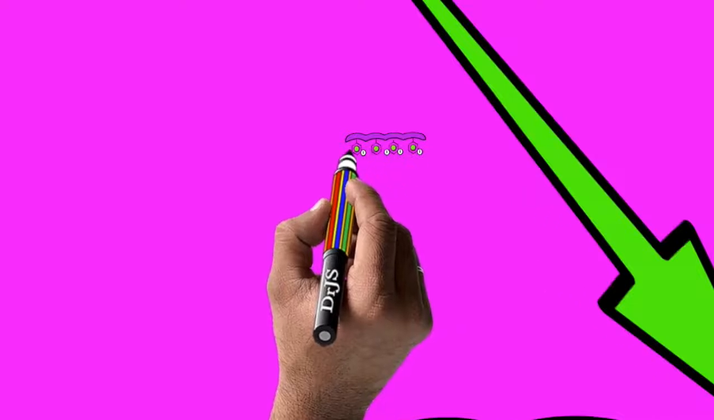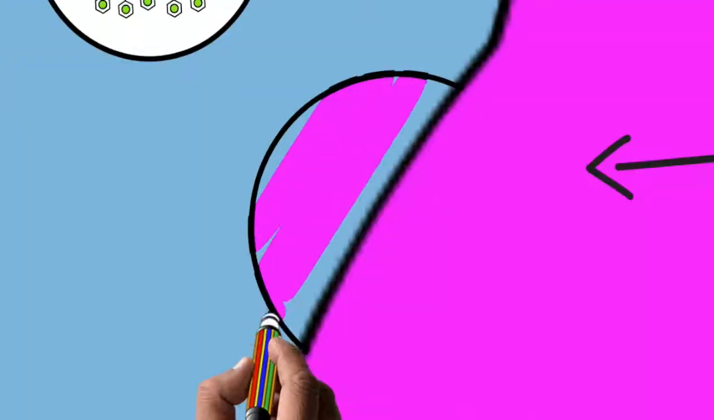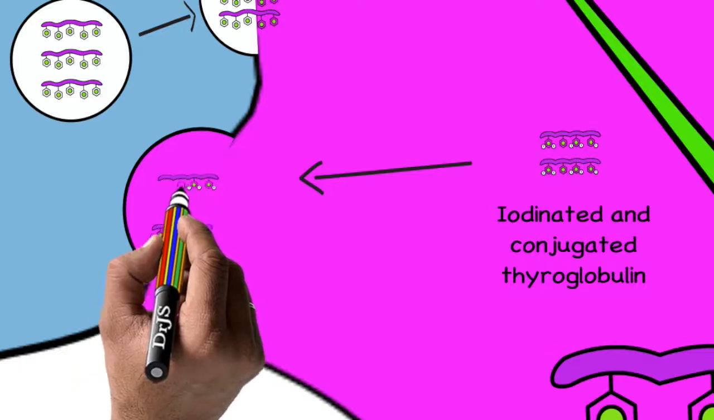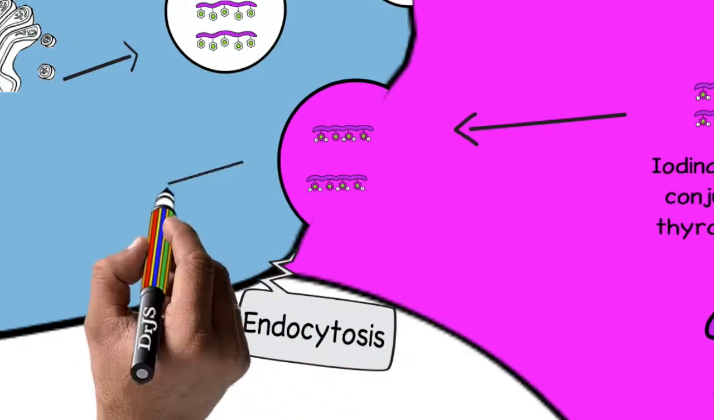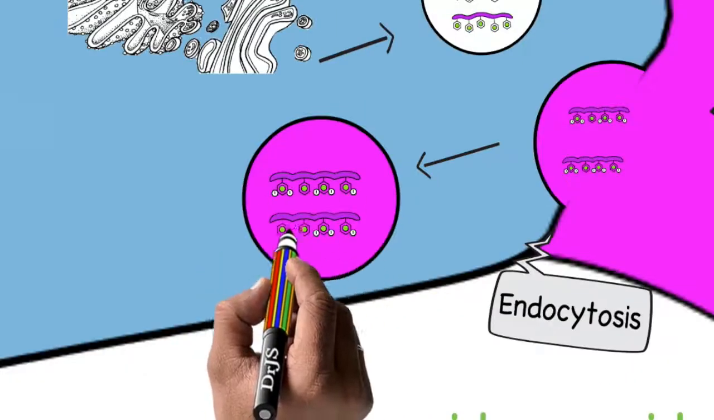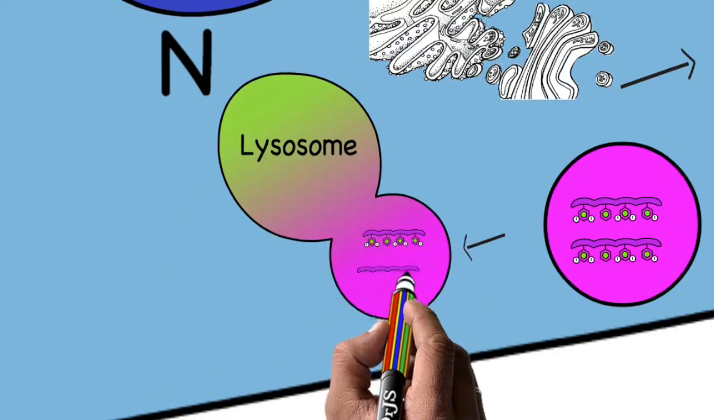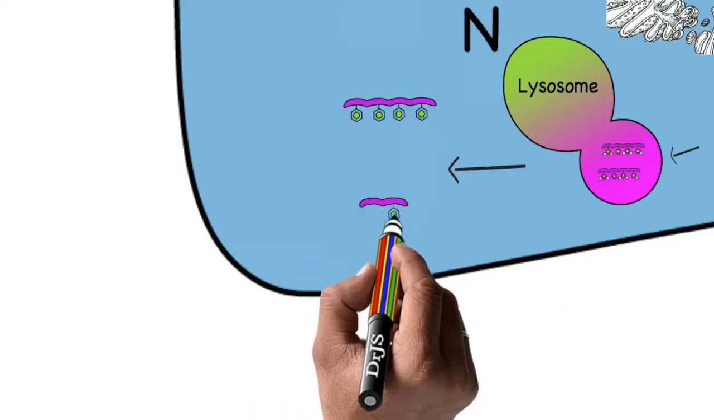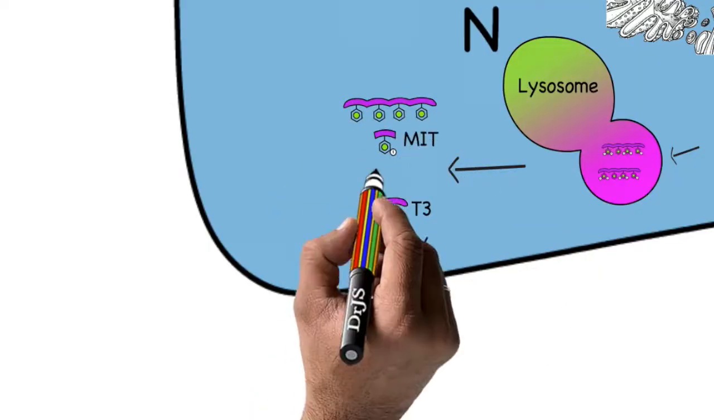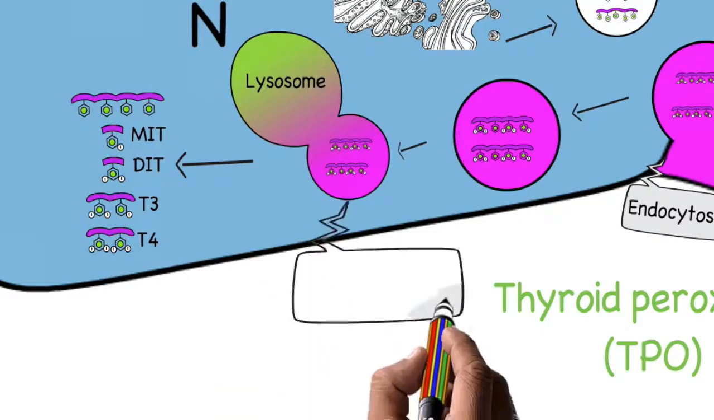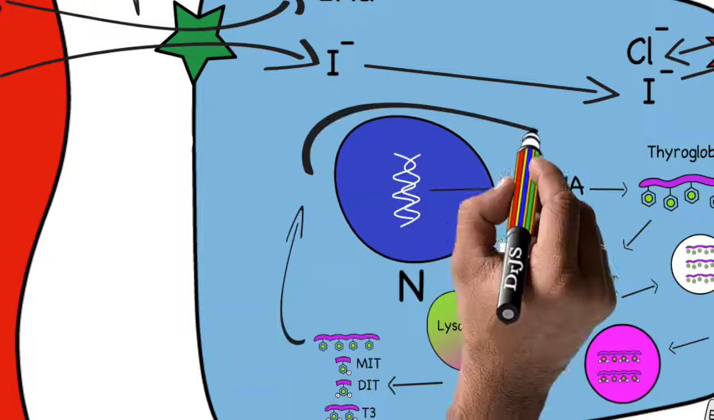The thyroglobulin molecule, which is iodinated and conjugated, is endocytosed by the thyrocyte. Process is called endocytosis. The endocytosed vesicle containing colloid then fuses with a lysosome. Proteolytic enzymes cleave the iodine-containing molecules from thyroglobulin into T3, T4, MIT and DIT. This process is called proteolysis. Remaining molecules in colloid material are recycled.